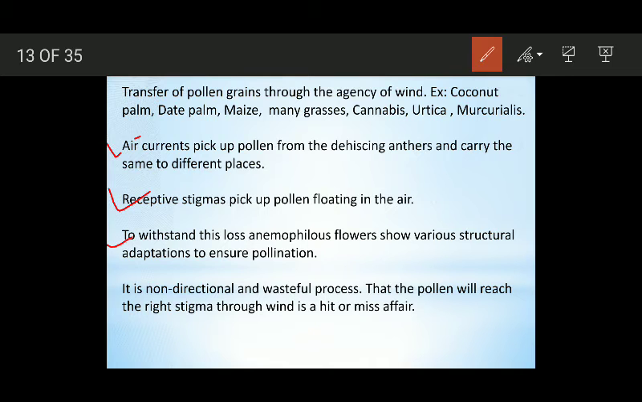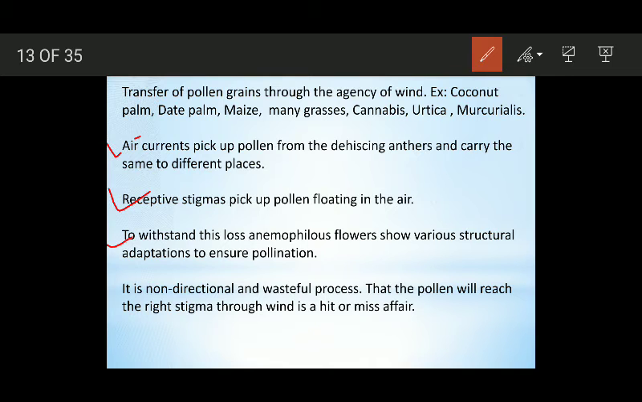So you know that in transit, the pollen grains have to cover a large distance. There are chances that the pollen grains may not land on the suitable stigma. They may get lost. To withstand this loss of pollen grains, the anaemophilous flowers show some structural adaptations to ensure that pollination happens. Since the pollen grains have to cover a large distance, the anaemophilous flowers show some structural adaptations to ensure that pollination happens.